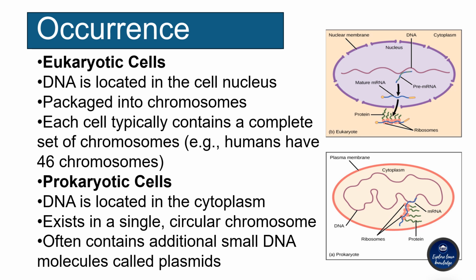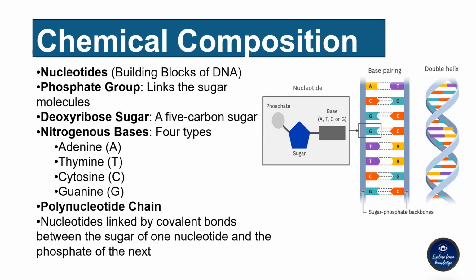In prokaryotic cells, such as bacteria, DNA is found in the cytoplasm as a single circular chromosome and often contains additional small DNA molecules called plasmids. DNA is made up of building blocks called nucleotides.